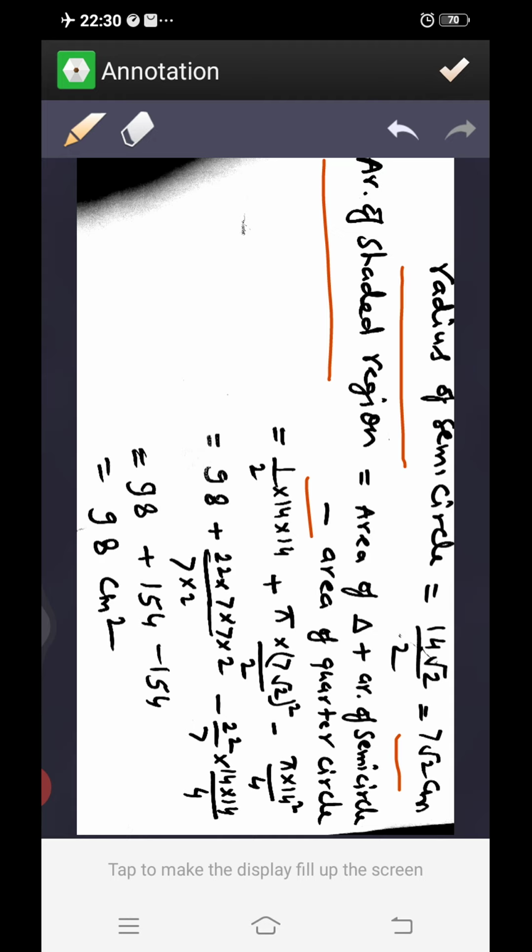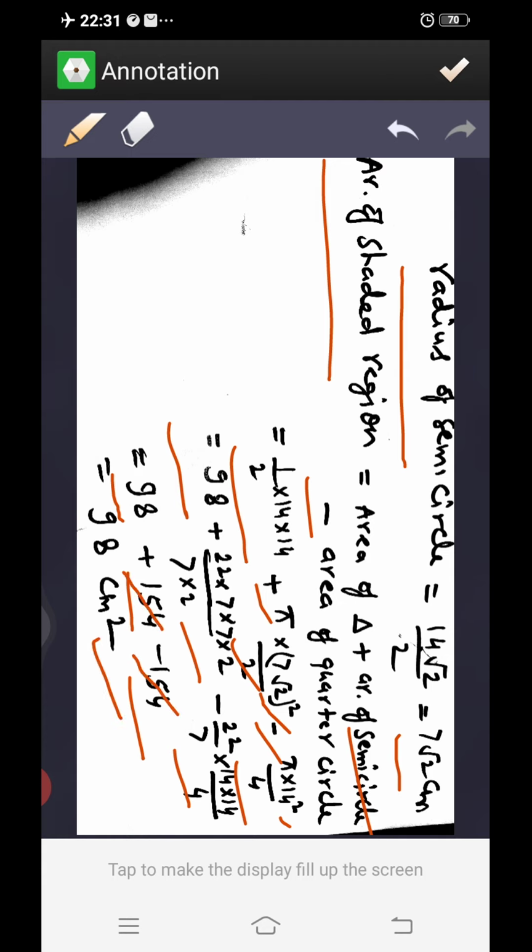So area of triangle 1 by 2 base into height 14 into 14. Area of semicircle, that will be pi r square upon 2, 7 under root 2 its square upon 2. And area of quarter circle, pi radius is 14 square upon 4. So this we get 98. This also we will solve. So we get 98 plus 154 minus 154, both cancelled. So we get only 98 centimeter square.